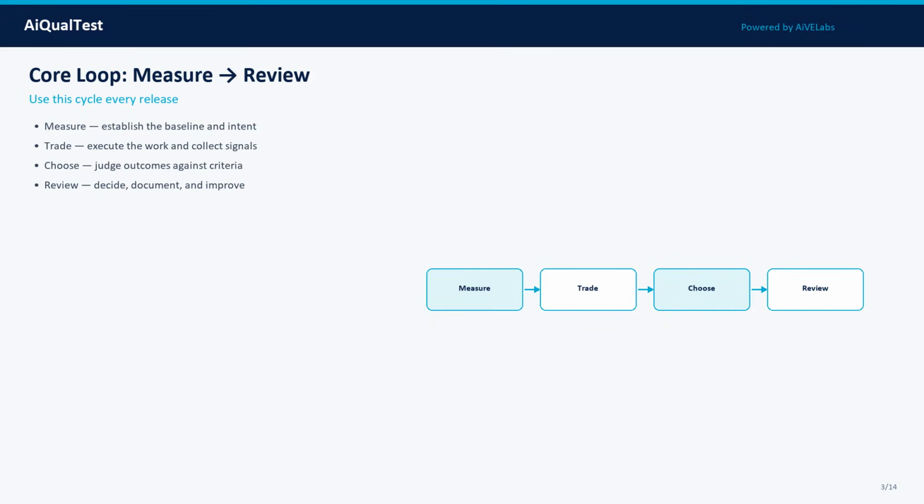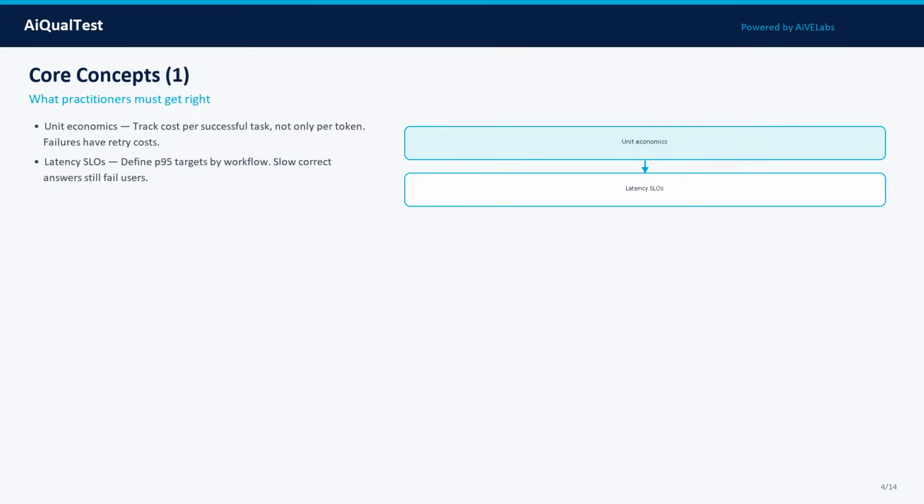Do not memorize jargon, operationalize each idea into cases, metrics, and gates. Concept 1: Unit economics. Track cost per successful task, not only per token. Failures have retry costs. In practice, treat this as a measurable property, define what good looks like, attach evidence, and track it across model, prompt, data, and tooling changes.